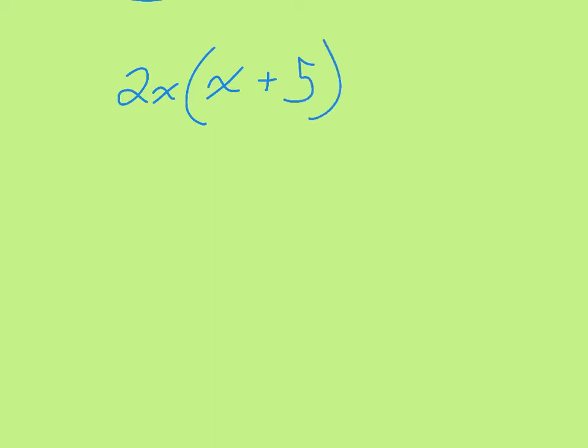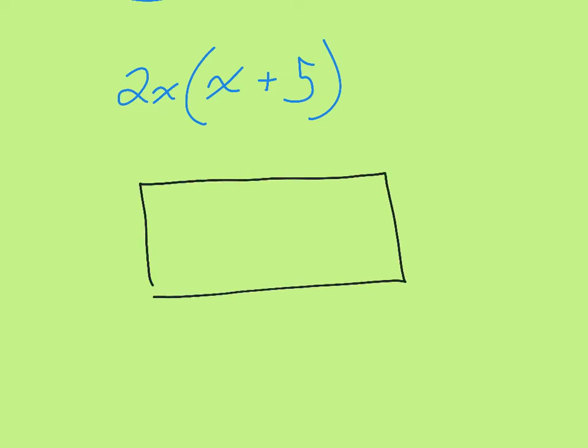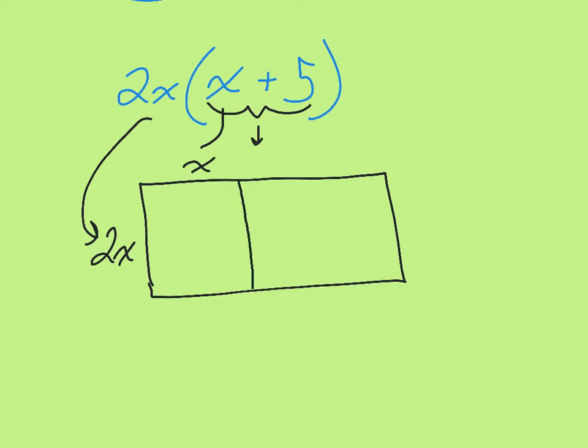Now the area model says I'm going to rewrite this as a rectangle. And I'm going to put this part right here and say 2x. I'm going to put all of this right here, but I'm going to split it up, and I'm going to put the x over here, and then I'm going to cut this off, and I'm going to put the 5 here. So there is our x plus 5. So that's our area model.